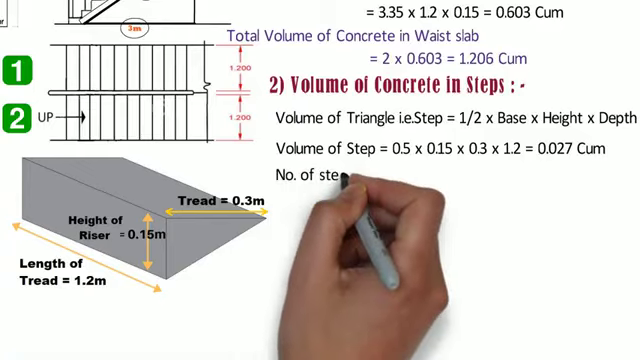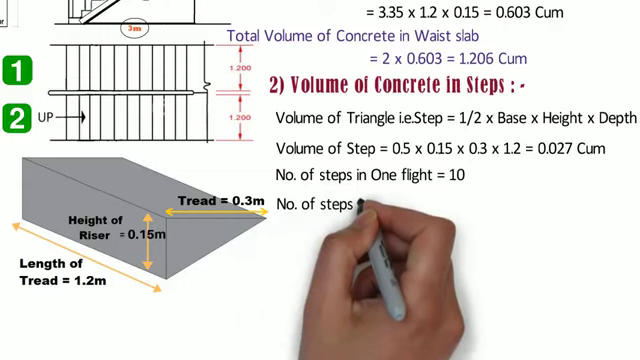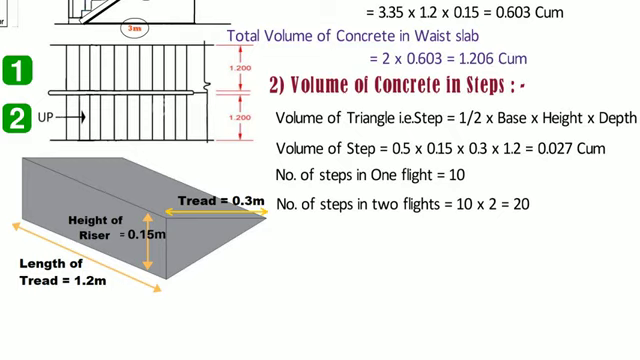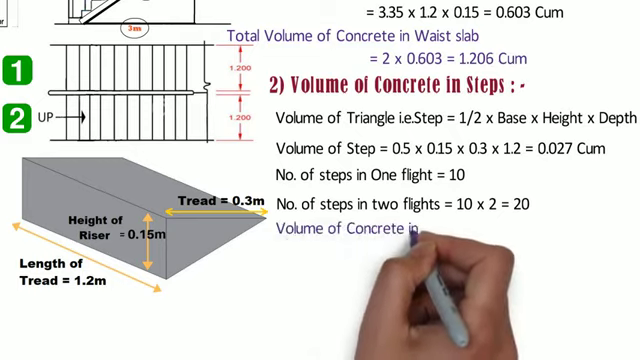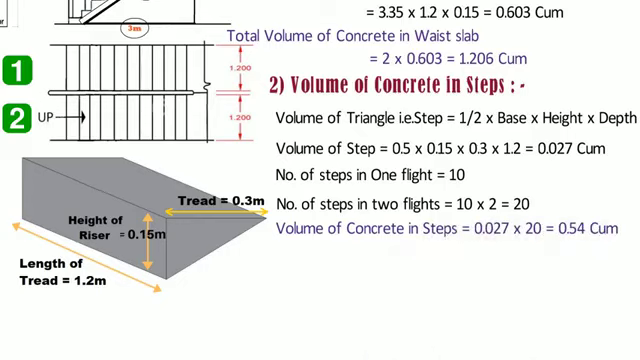Now number of steps in one flight are 10. So number of steps for two flights is equal to 10 into 2 is equal to 20. Total volume of concrete required for steps is equal to 0.027 into 20 is equal to 0.54 cubic meter.